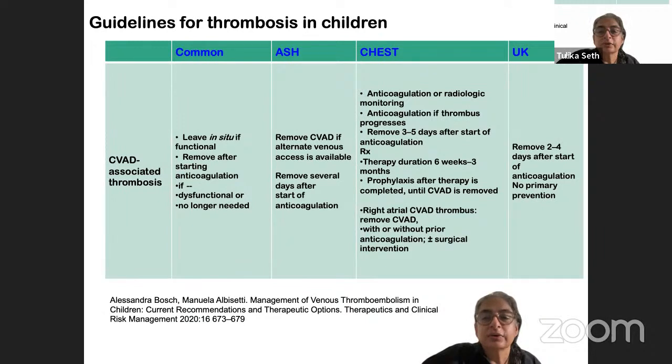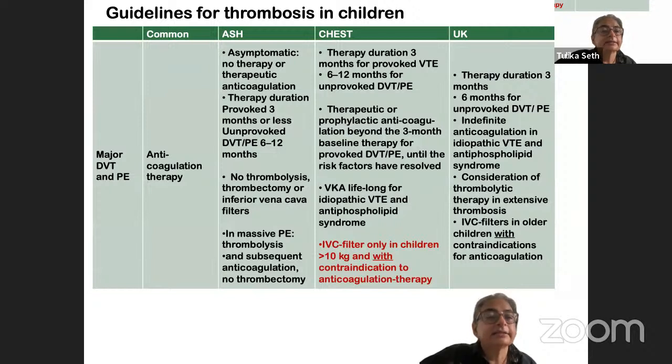The CHEST guidelines are fairly similar. They say remove after 3 to 5 days of starting anticoagulation. And they say to give 6 weeks to 3 months of anticoagulation for a line. And if there is a right atrial thrombus, then they definitely recommend to remove the line with or without anticoagulation. So this can sometimes occur and needs to be treated. The UK guidelines say to remove 2 to 4 days after anticoagulation, and they don't recommend any further anticoagulation after that. So there are some differences in the guidelines.